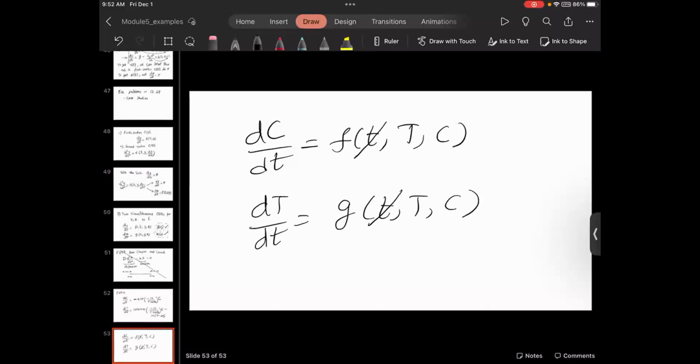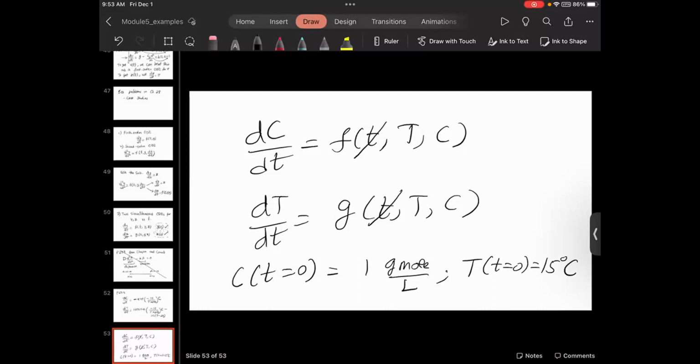And then the concentration value at time 0 is given to be 1 gram mole per liter. And the temperature value at time 0 is 15 degrees Celsius. Find the concentration and temperature of the reactor as a function of time.